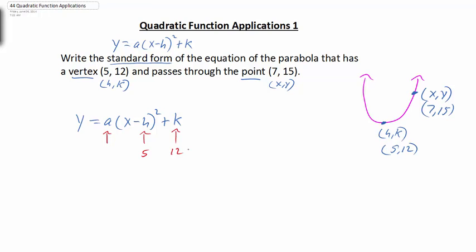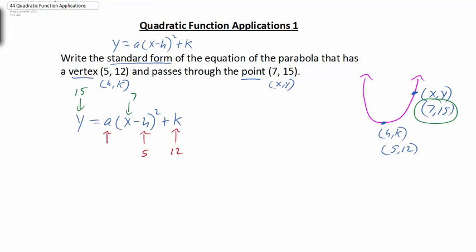And remember, a is going to cause either a vertical stretch or vertical shrink. If it's positive, our parabola is going to open up. If it's negative, it's going to open down. So how can we find a? Well, we also know from this formula, we have x and y, which is just representing a point on the parabola. That would be our 7 and 15. So y is equal to 15 and x is equal to 7.